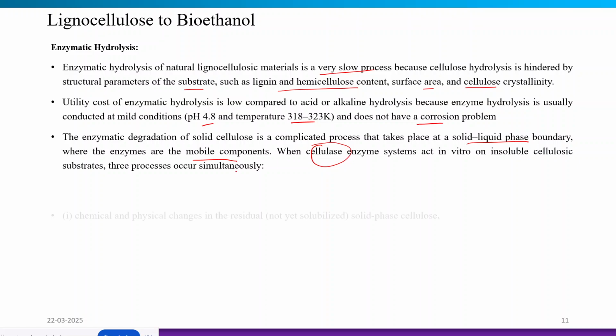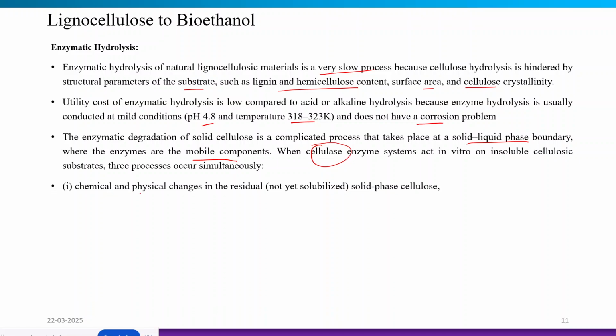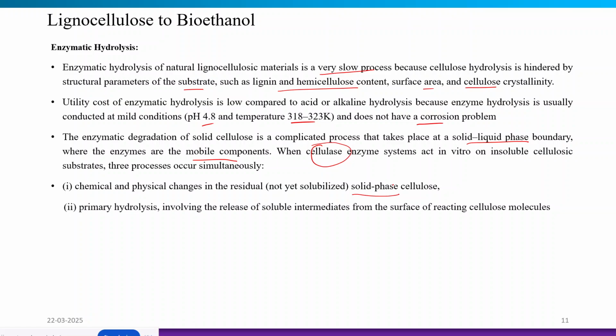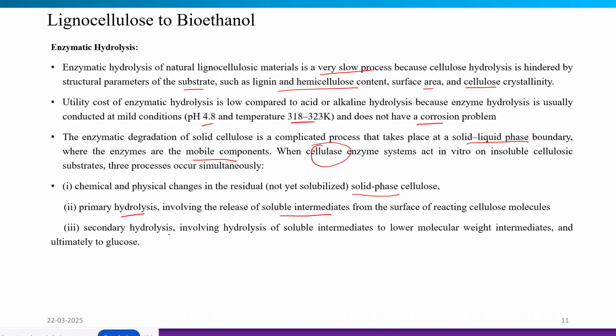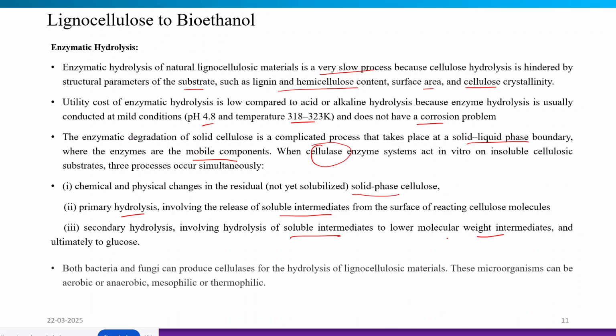Three processes occur simultaneously. First is the chemical and physical changes in the residual solid phase cellulose. Next one is the primary hydrolysis, involving the release of soluble intermediates from the surface of reacting cellulose molecules. And then secondary hydrolysis occurs, involving the hydrolysis of the soluble intermediates to further lower molecular weight intermediates, and ultimately it forms glucose.